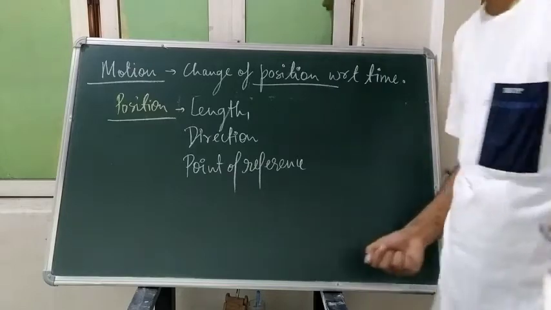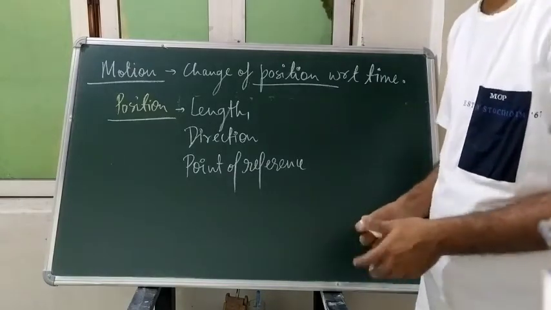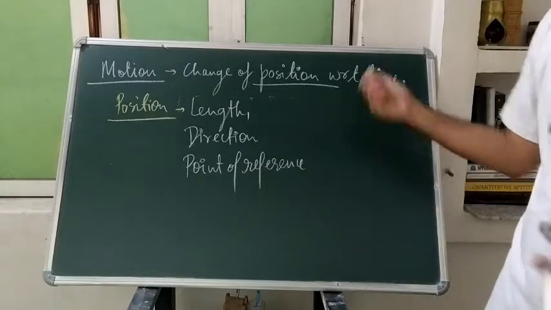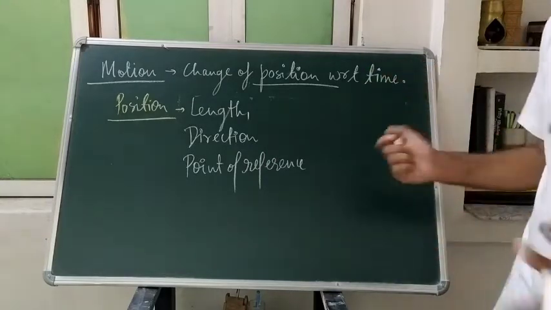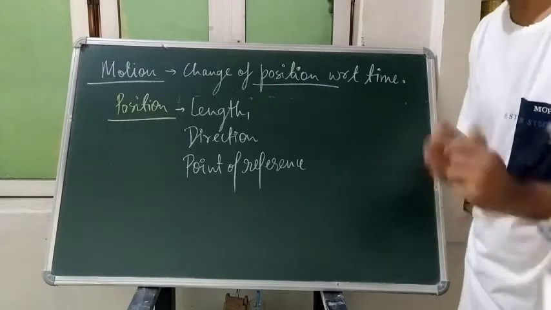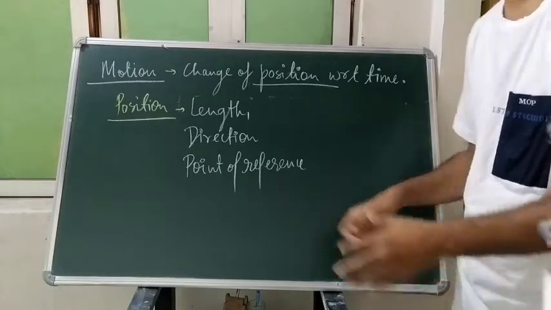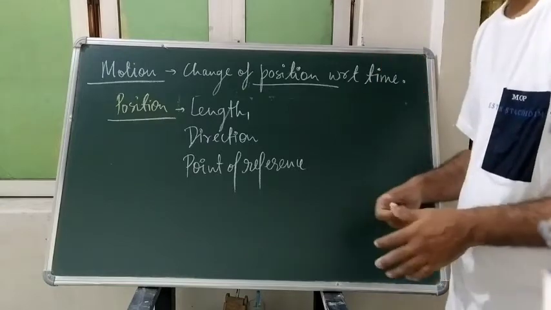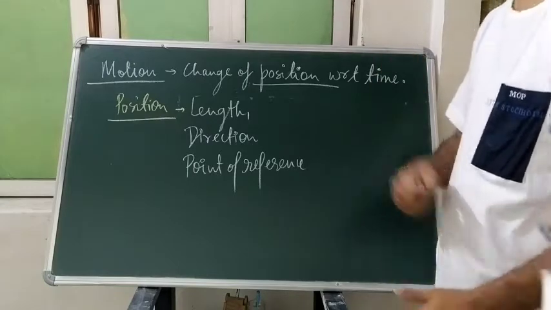In a very simple way we can think: suppose I am asking you where is the Mubarak Qila, the Red Fort, that is also called Mubarak Qila. You know that the PM is in the Red Fort. Where is it present?